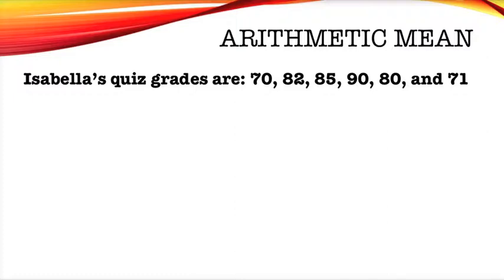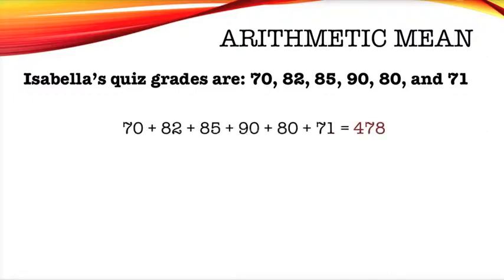Add the quiz grades: 70 plus 82 plus 85 plus 90 plus 80 plus 71 equals 478. Divide the sum, which is 478, by the total number of quiz grades, which is 6. Therefore, 478 divided by 6 is 79.66. After rounding up to the nearest whole number, Isabella has an average quiz grade of 80%.